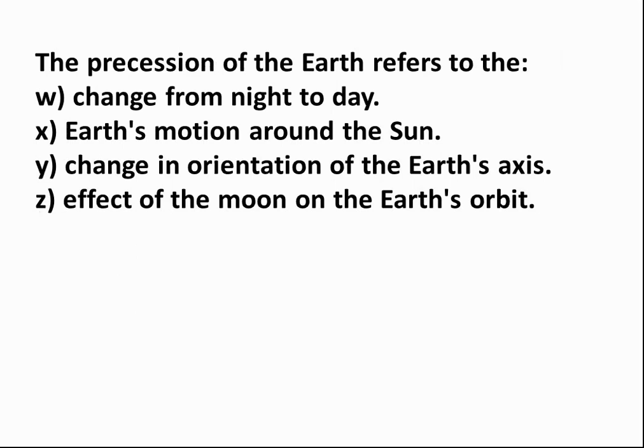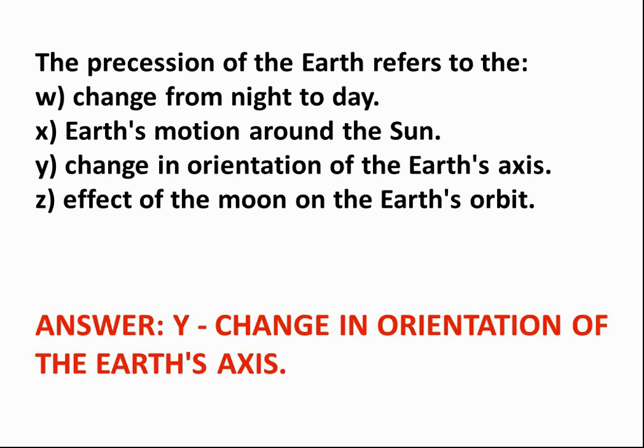The precession of the Earth refers to the W, change from night to day. X, Earth's motion around the Sun. Y, change in orientation of the Earth's axis. Z, effect of the Moon on the Earth's orbit. Answer, Y, change in orientation of the Earth's axis.